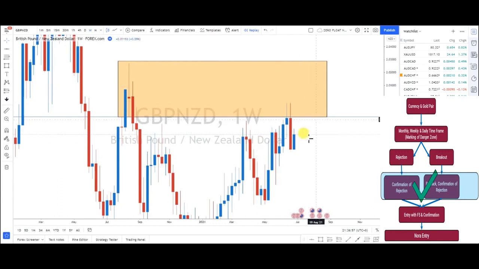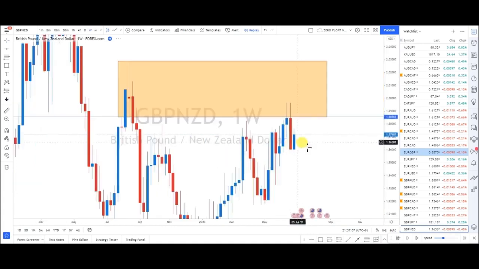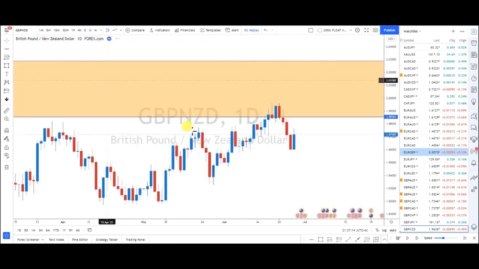Price did a rejection in this area and then a confirmation of rejection with a bearish engulfing at the weekly time frame. So we don't have to refer to the daily anymore. Weekly is strong enough, which is the bearish engulfing. Next thing, what should we do, guys? We look for a setup. Let's go to daily.